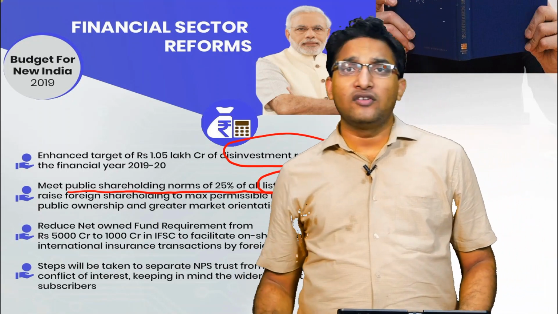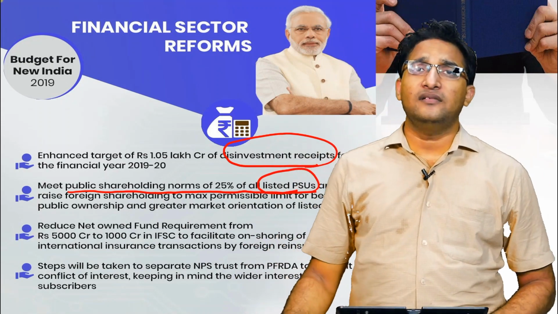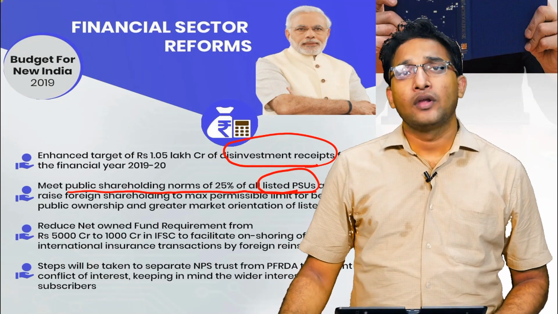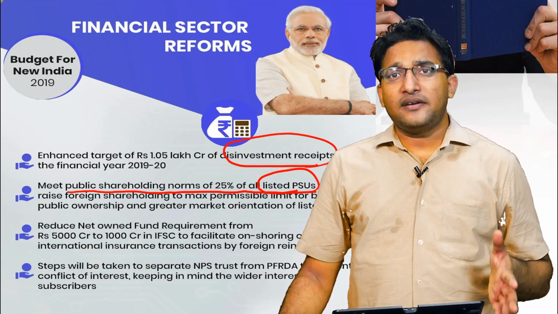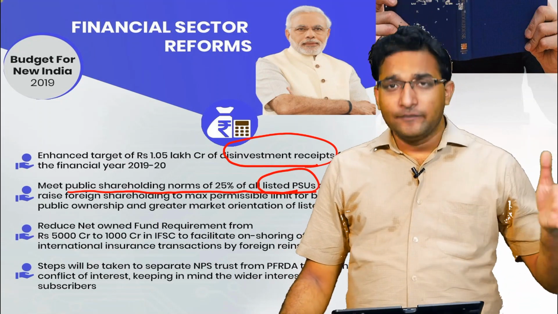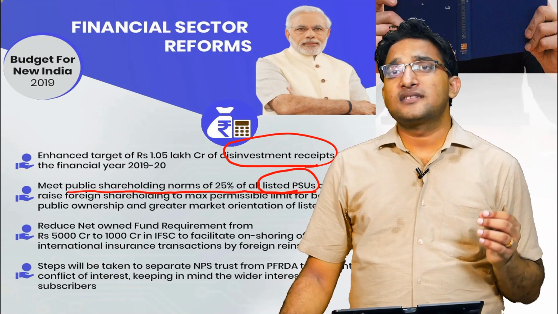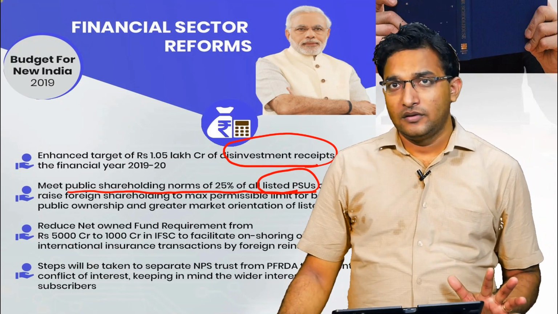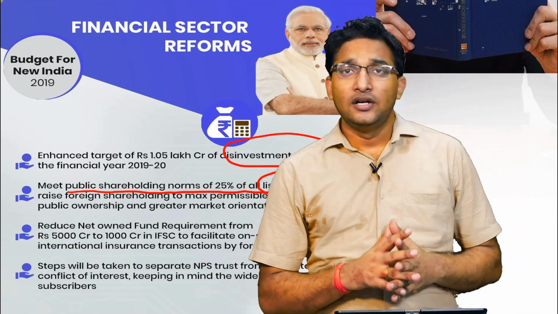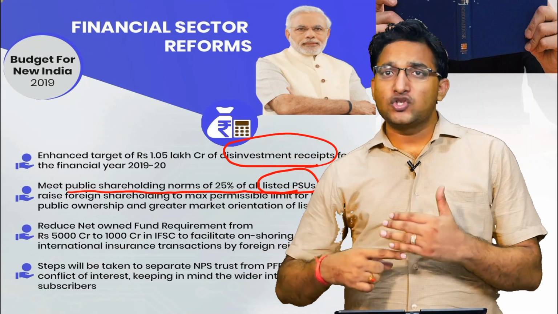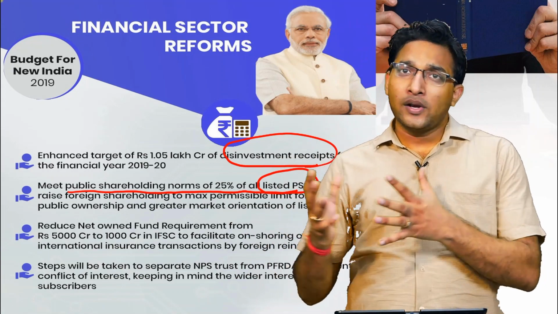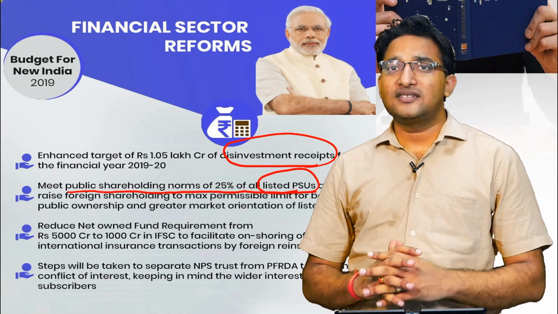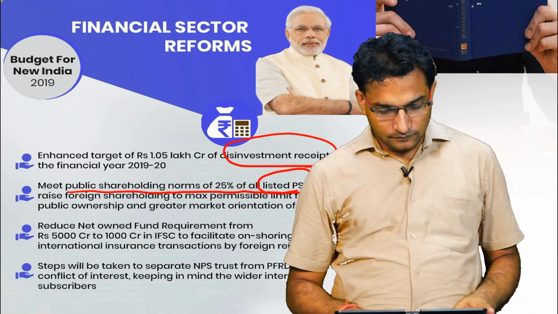And one of the major themes of the disinvestment policy is that the public sector undertakings belong to the public. Therefore, these public sector undertakings should be owned by the public, because they are the resource of the public, right? So the ownership of the public should be enhanced. So this 25% target meeting is also one of the exercises in that direction only.